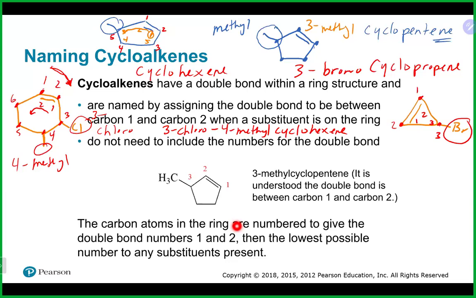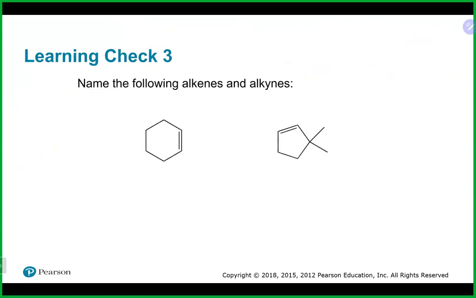So that's the important thing. You just have to remember that in a cyclic structure, you always number to get the smallest numbers and go away from that double bond. You've got to go through it in terms of the numbering. Any questions on that there? All right.